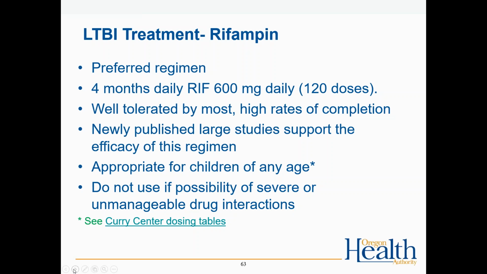So, rifampin, I think it's kind of a preferred regimen right now. The regimen is 4 months daily rifampin, 600 milligrams. Comes to 120 doses. Well tolerated by most people, as far as I can tell. And it's appropriate for kids of any age, which is exciting. So that's easy for them to get through.